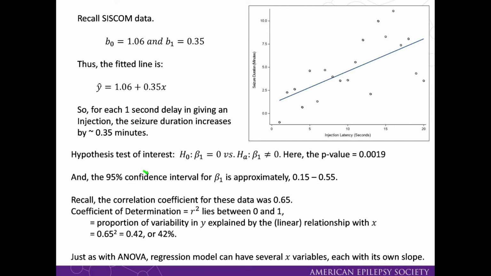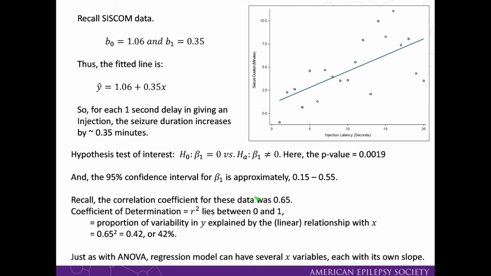Furthermore, we can get confidence intervals for this slope, and it turns out it's approximately between 0.15 and 0.55. It should be approximately halfway between, so 0.35 should be right in the middle there.